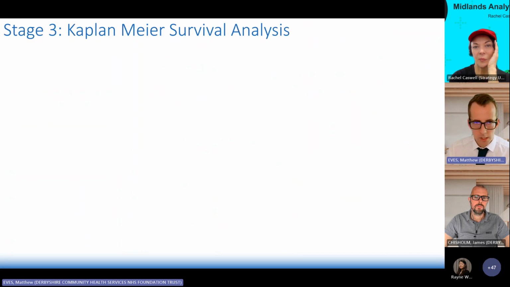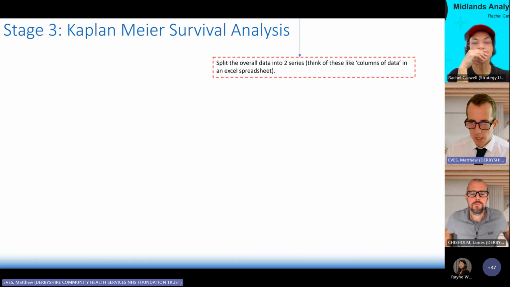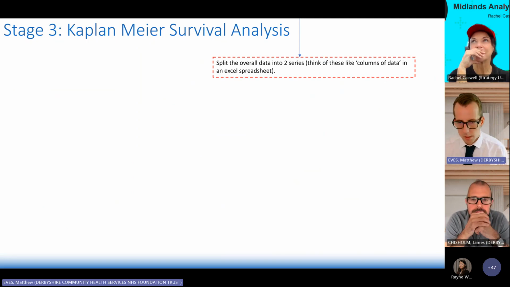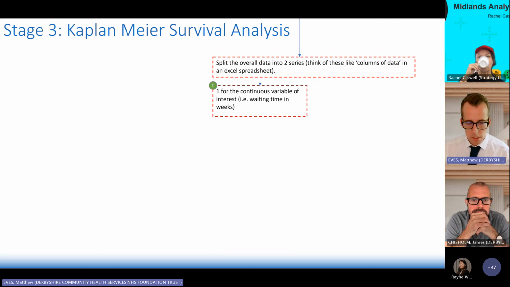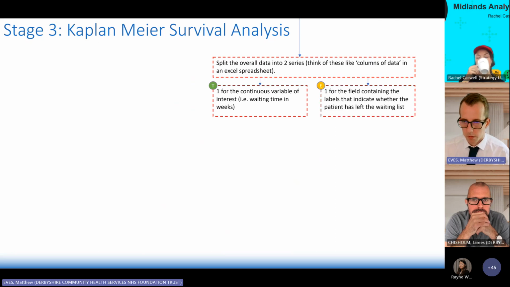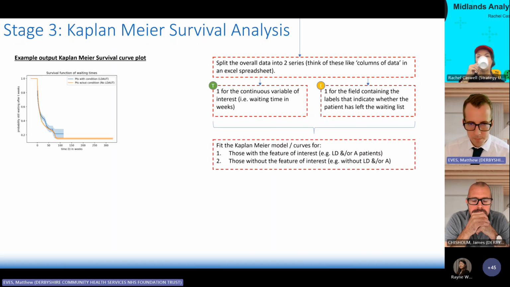And then finally, a Kaplan-Meier survival analysis is undertaken. At the minute this is run for the whole data set, not the service level. In our context, we've been using a full trust data set. So it is split into two series, one for the continuous variable of interest and one for a field indicating whether or not the patient has left the waiting list, and then the model is fit for those two curves.